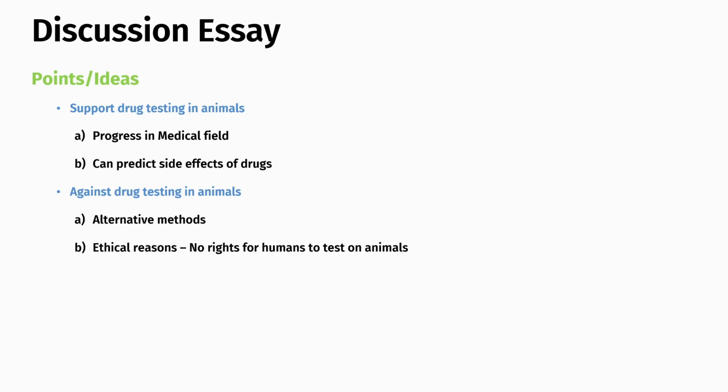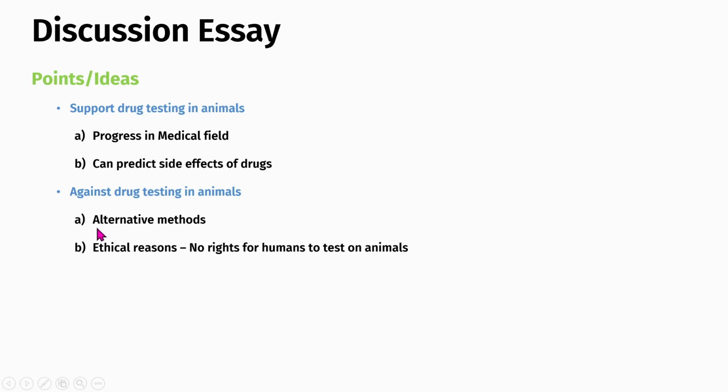Obviously I need to support the drug testing in animals, and my second reason was it can predict side effects of drugs. To know what are the side effects in humans, we need the drug testing in animals. So these were the two reasons that support drug testing in animals, and we need the opposite side as well, which is against the drug testing.